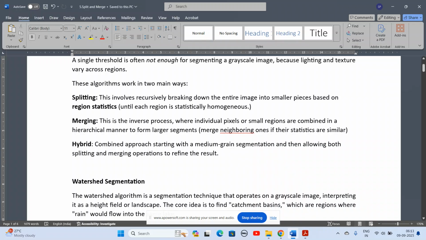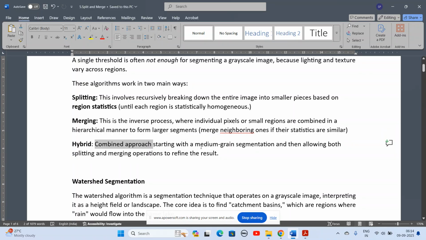Splitting involves recursively breaking down the entire image into smaller pieces based on the region statistics. So we'll split until the region is statistically homogeneous. The inverse process of splitting is merging. We will combine the similar regions into a larger one, where the individual pixels or small regions are combined in a hierarchical manner to form the large segments. So if the statistics are similar, we'll merge them. And the combination of both is known as hybrid.